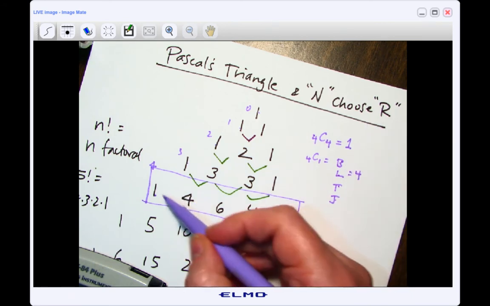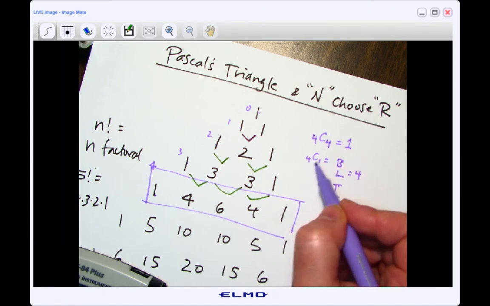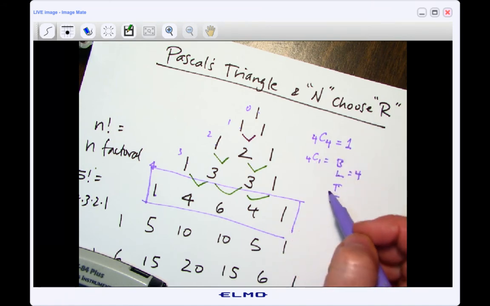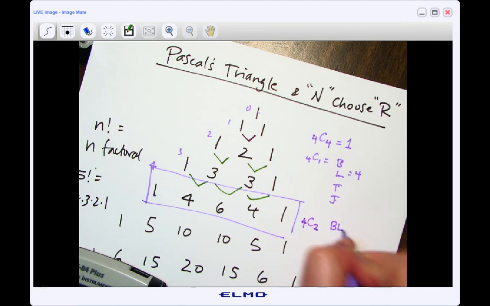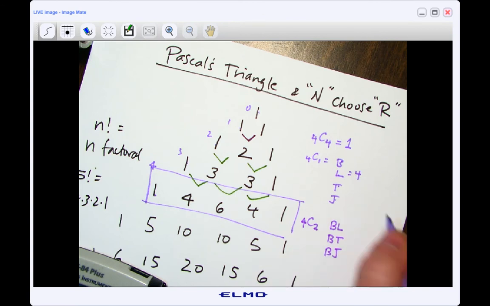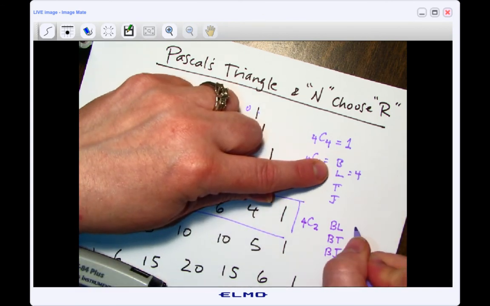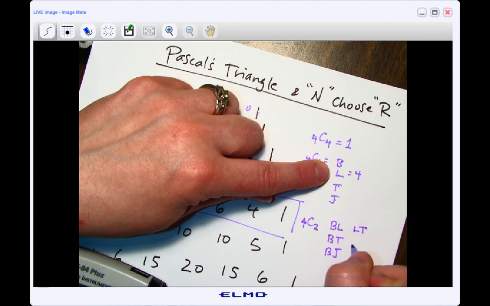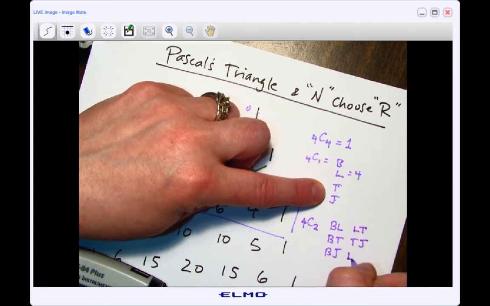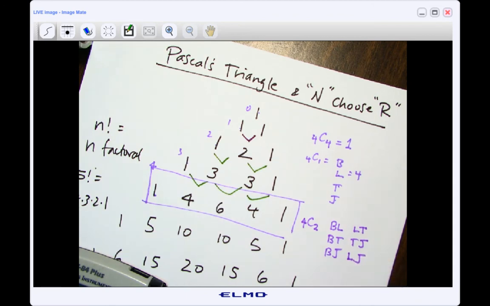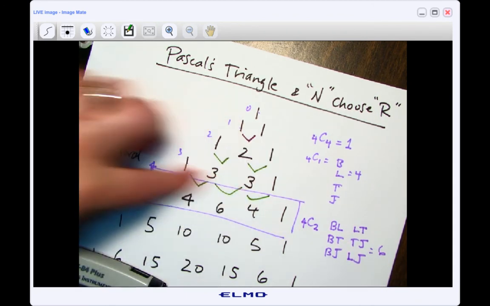So these numbers are actually the same as these numbers when you do this choosing thing. So if I did 4 choose 2, I could have BL and BT and BJ, right? Or I could have LT, LJ, or I could have, LJ is the one I didn't write, or LJ. So I could have 6 different choices. Okay, so these numbers on this thing are the same as this.